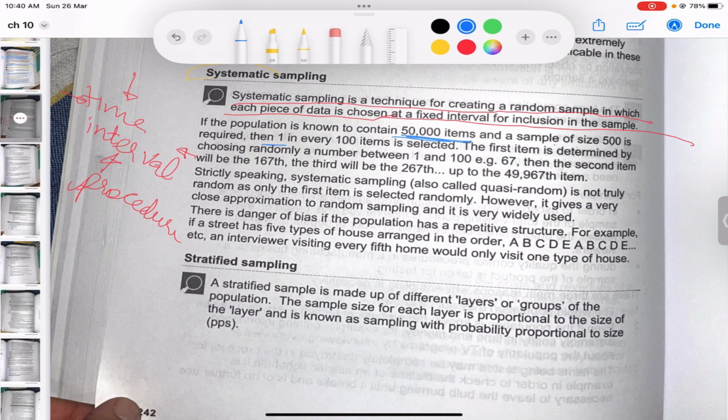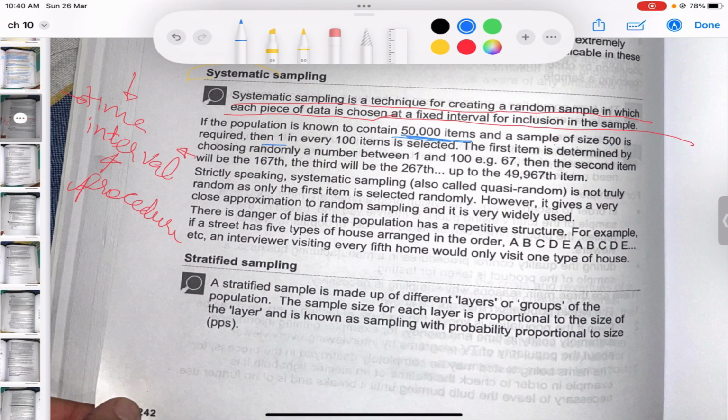It is still random because you are not deciding whom exactly you want to pick. You are just saying that one in every 100, you're going to pick like that until you get your desired number of samples. So now what is the difference between random and systematic? In random, you are just randomly picking how many ever you want, however you want. There is no system using which you are picking the random sample.